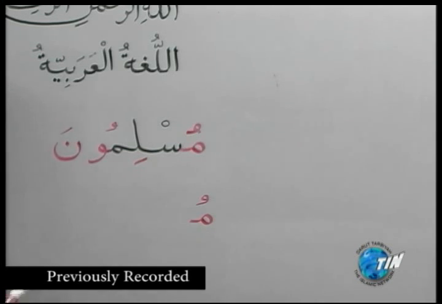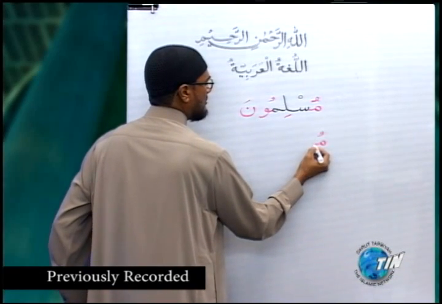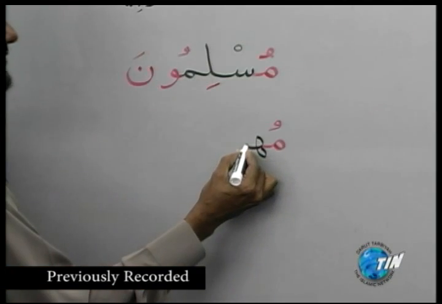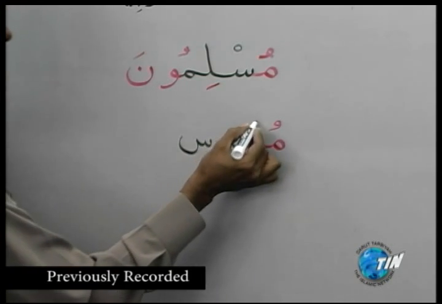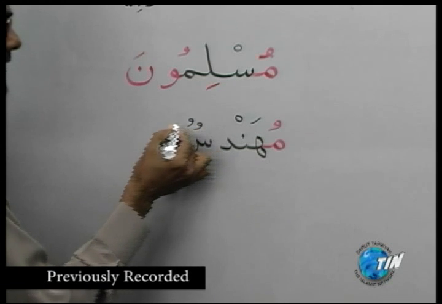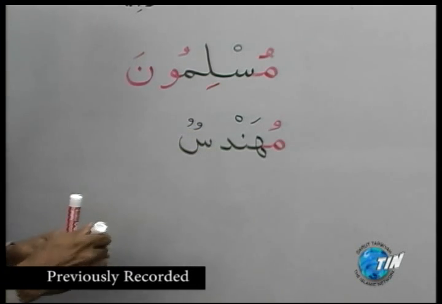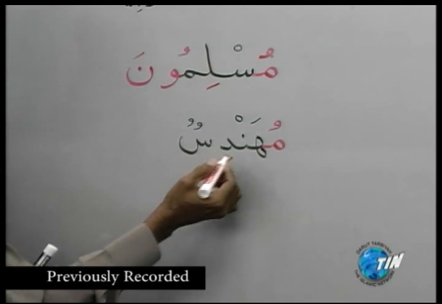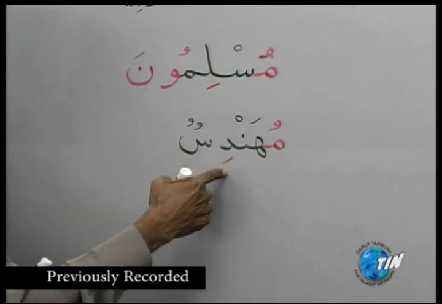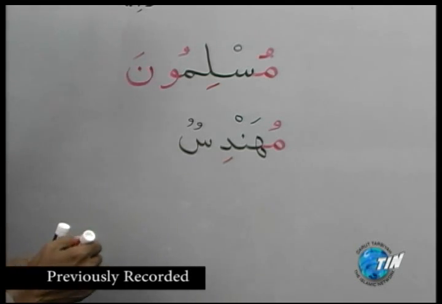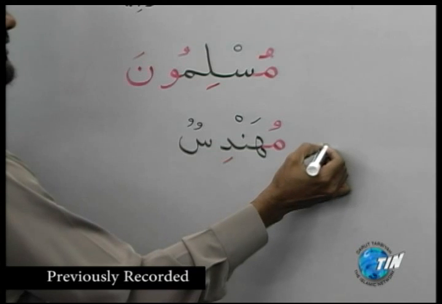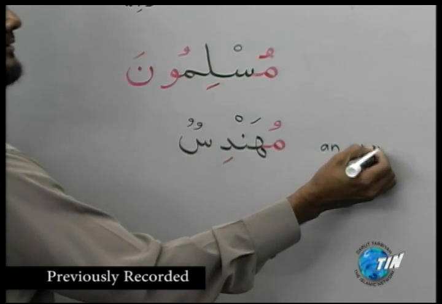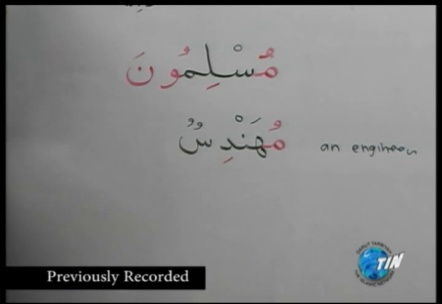All right. As long as the word follows Mu, the rule we just mentioned. This is a word Mu, Han, and we have a Kesra there. Muhandisun. Muhandis means an engineer.